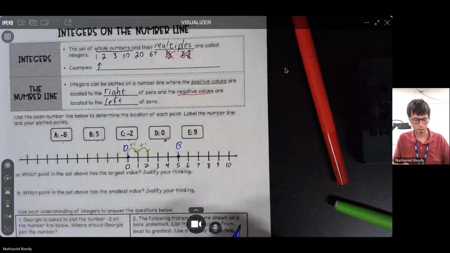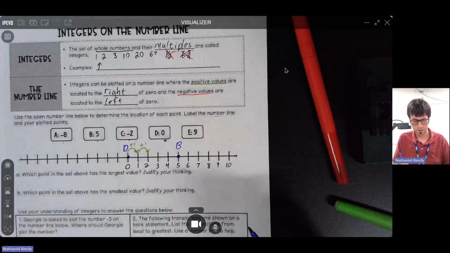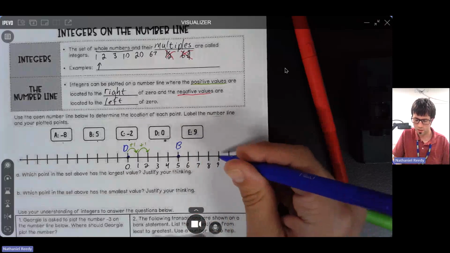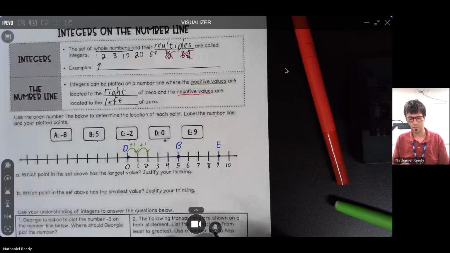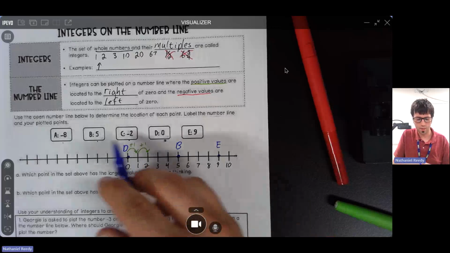And E, well, that's 9, so there's E right there. Okay. All right, now let's talk about these negative numbers.